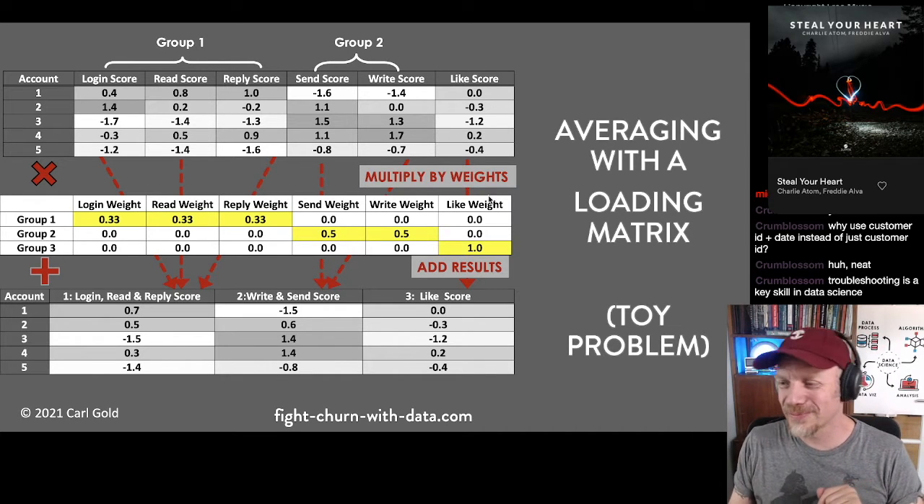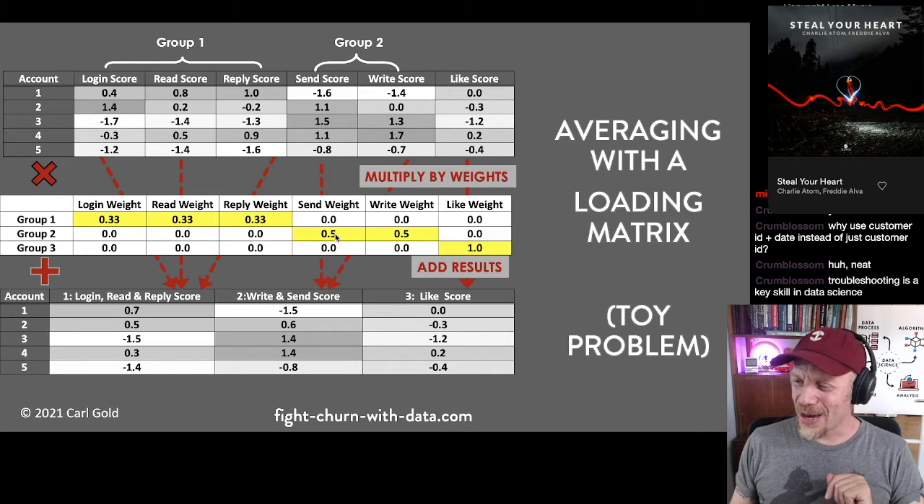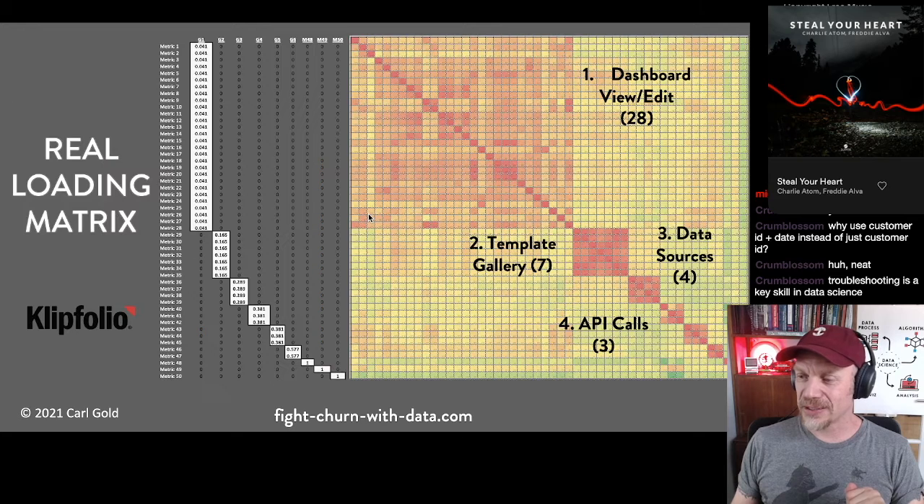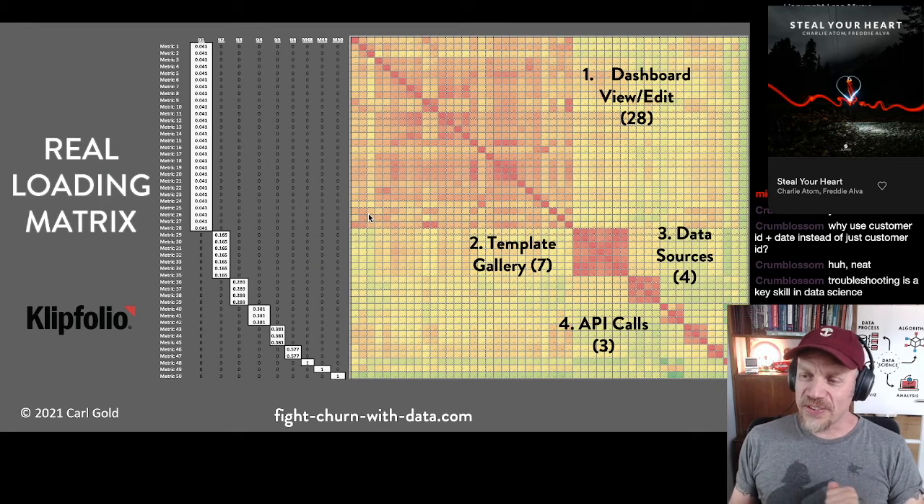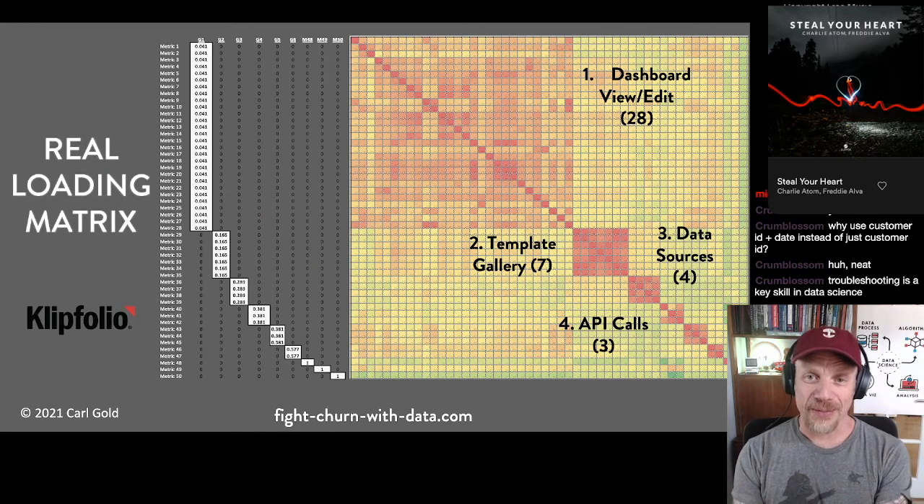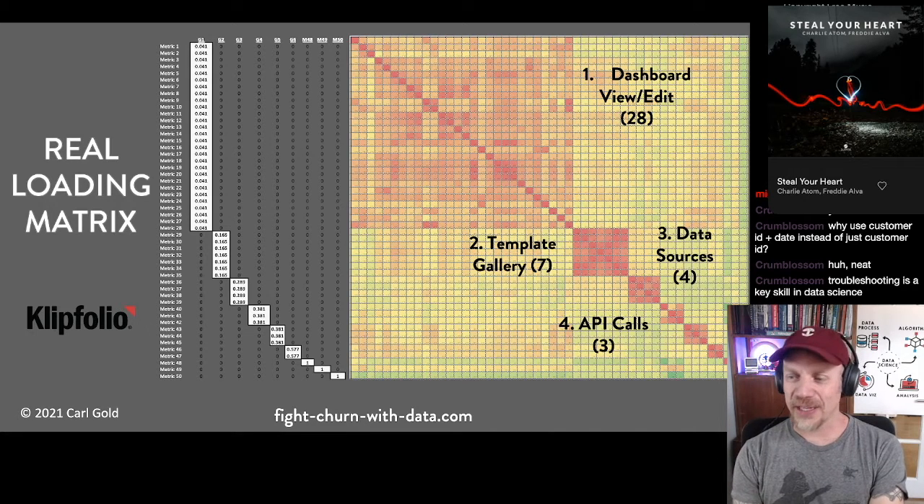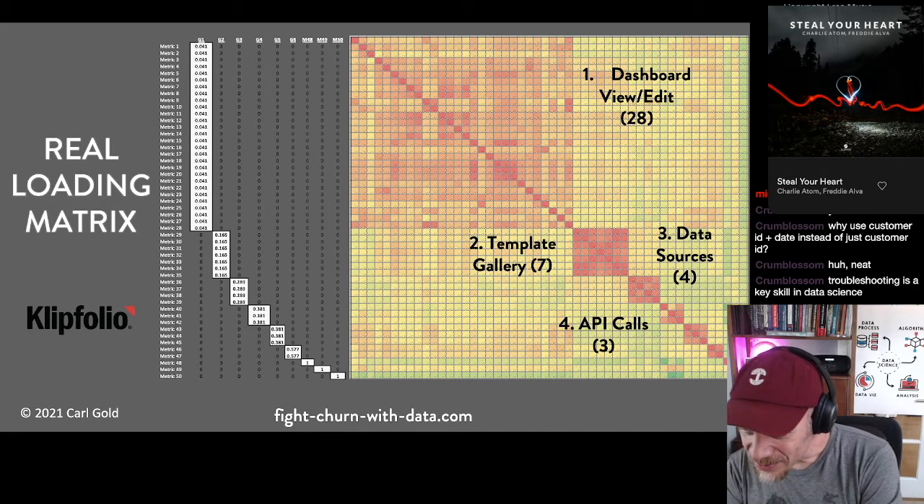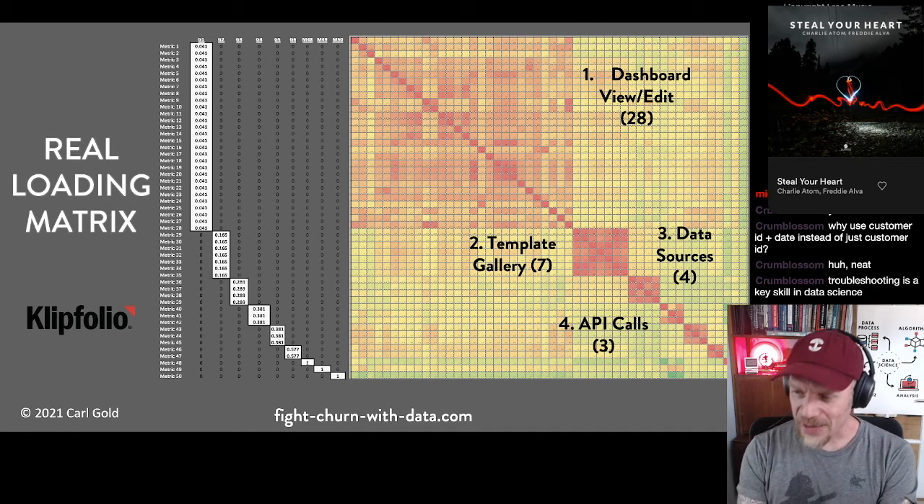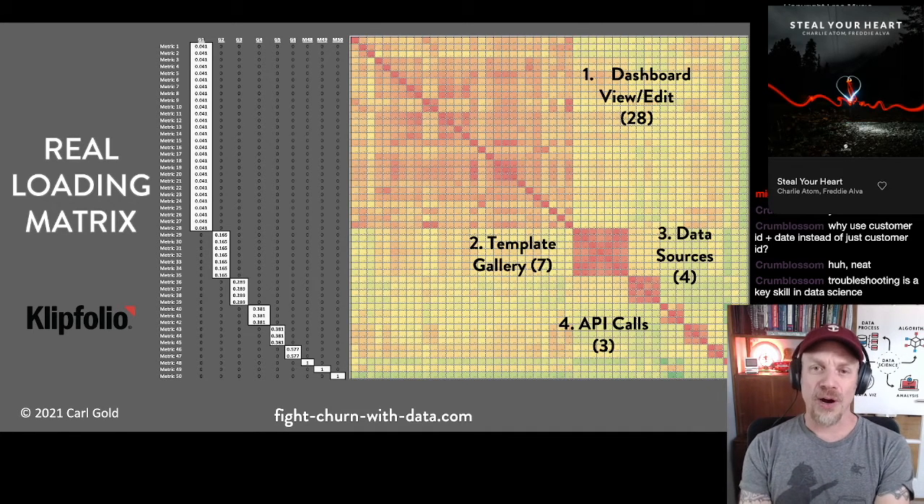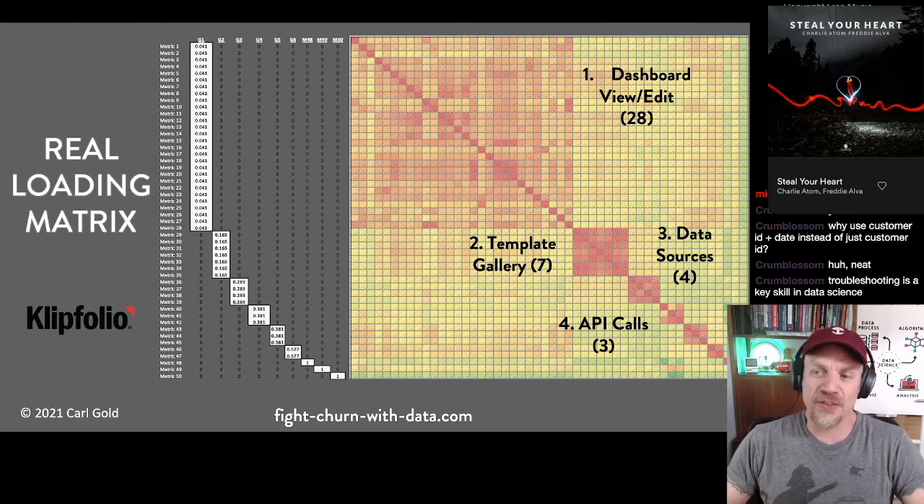Okay, so this is a toy problem illustrating using a loading matrix. This is actually my illustration of a real loading matrix, and I like to include this slide to explain why you really do this, because I mentioned that in a real data set you can have a lot of metrics. I'm showing 50, but there's actually many more. This was about a 75 or 80 metric data set, or 80 features.